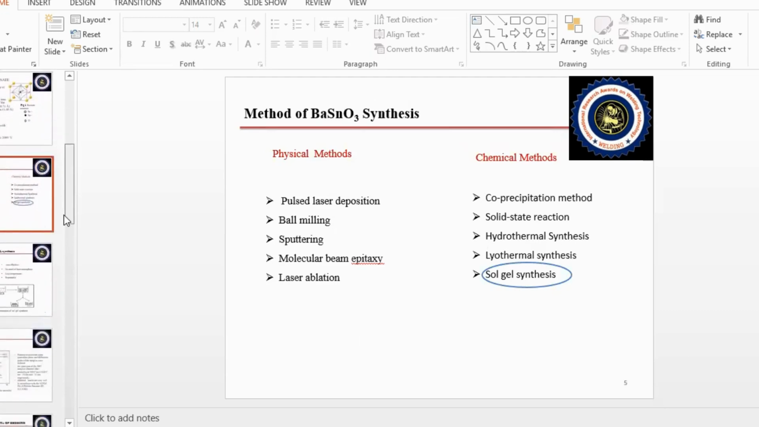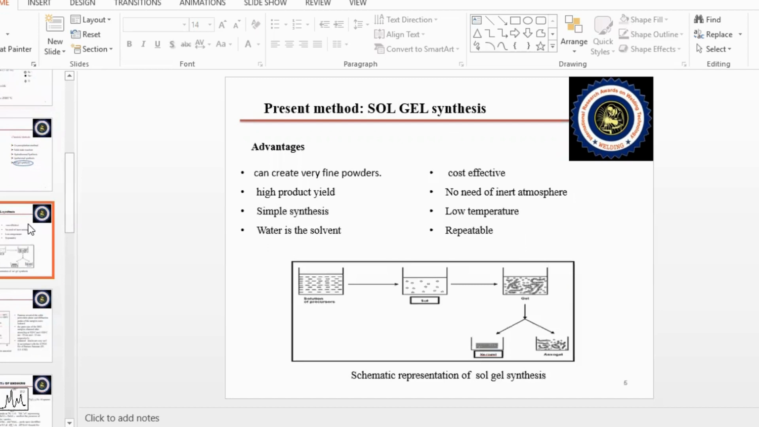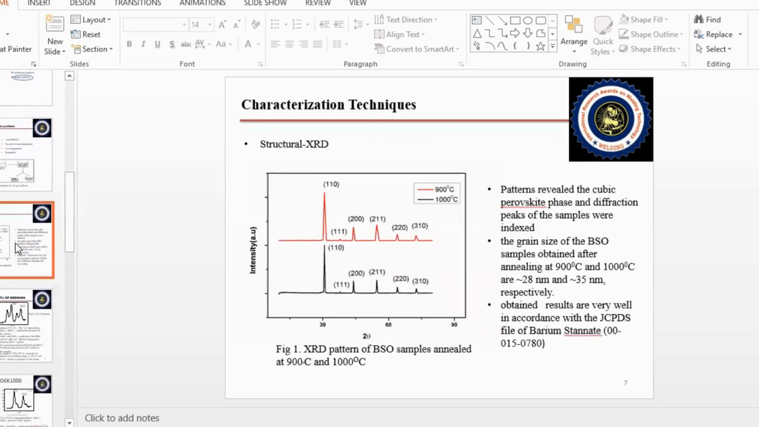Even though numerous methods are available in the literature for the synthesis of barium stannate, for the present work we adopted the Sol-Gel method. It is because Sol-Gel possesses low processing temperature, high product purity, excellent chemical stoichiometry, and compositional homogeneity. Next, we will focus on the characterization aspects.